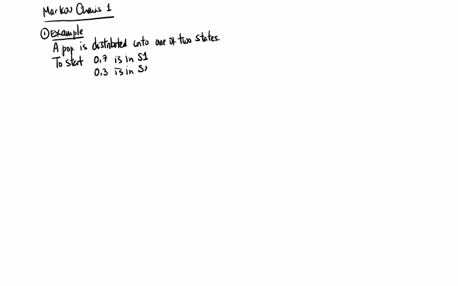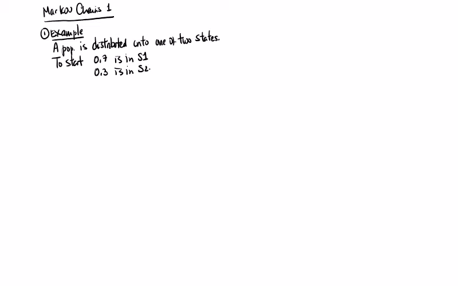So consider, for example, the following situation. Imagine a population is distributed into one of two states. We'll say state 1 and state 2 for now, but it could be anything. You can think of them as physical states or states of being or anything like that. Okay? So we'll say to start, 0.7, think 70%, is in state 1 and 30%, 0.3, is in state 2.